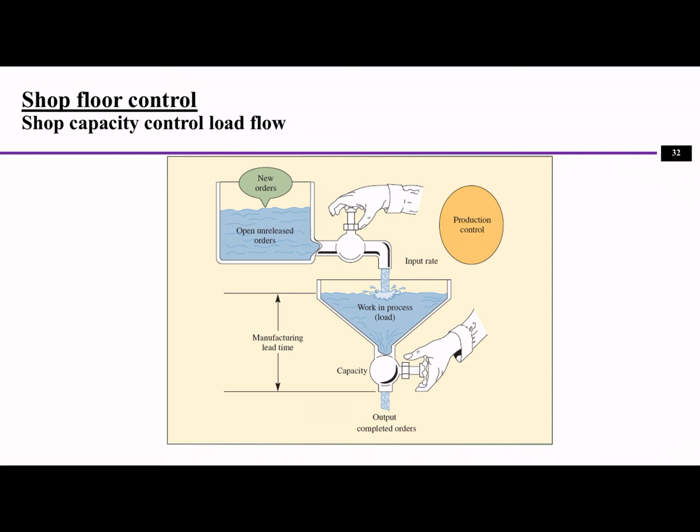Someone can make an analogy of shop floor control as a kind of faucet with inflow and outflow. The inflow will be the new orders, and the outflow will be the completed orders. Then your job is how to control this faucet, right? That's production control. You try to minimize the work in process on the shop floor.